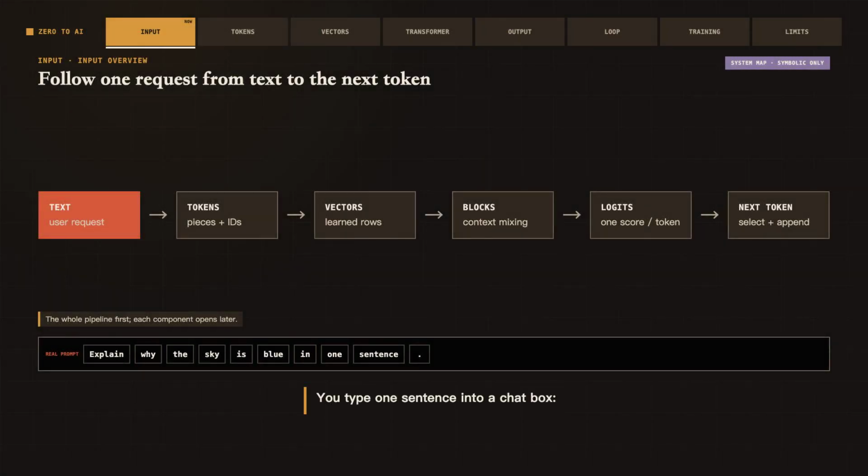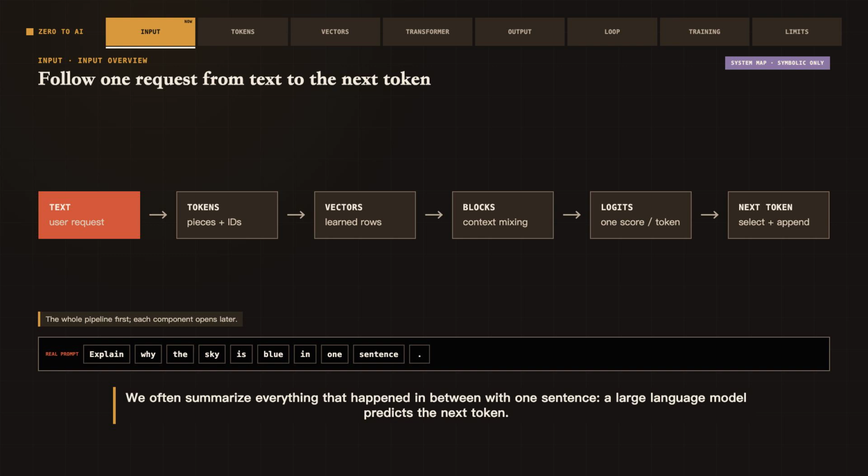You type one sentence into a chat box. Explain why the sky is blue in one sentence. Then you press send. A moment later, an answer begins to appear. We often summarize everything that happened in between with one sentence.